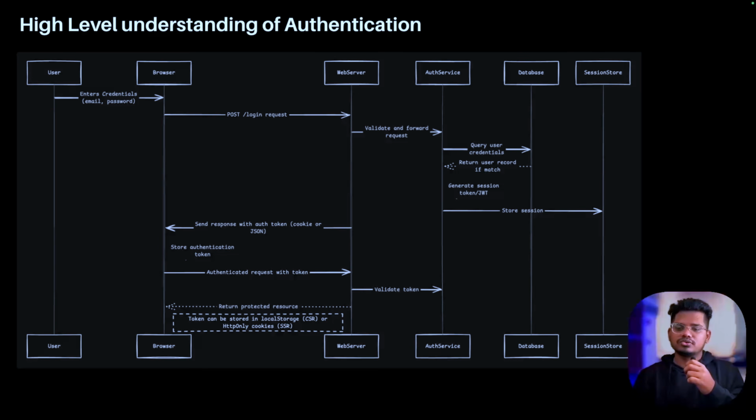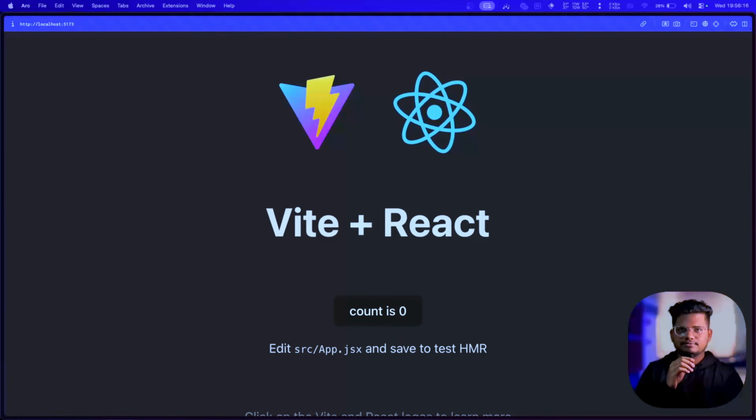the local storage. When the user wants to make a protected request, then with that request, the browser sends the required token or cookie to the web server. The web server again validates that token, and if the token is valid, it responds back with the protected data. That's how authentication works in web apps.